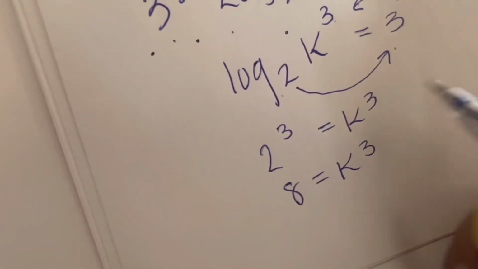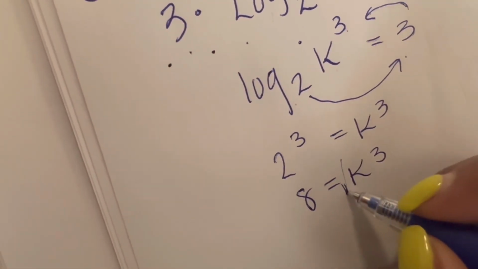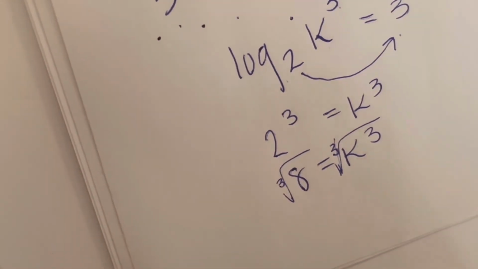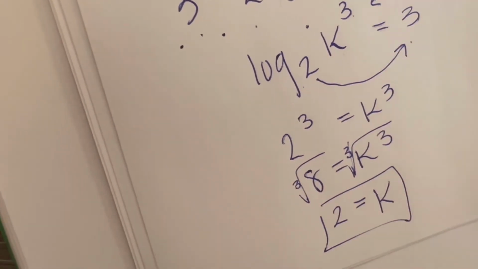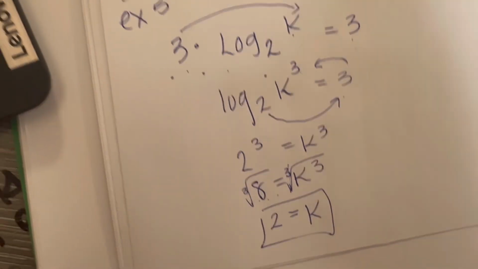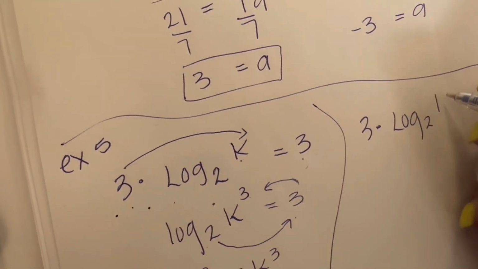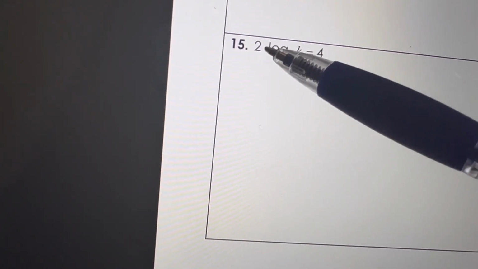You want to get k by itself, so take the 3rd root. So k equals 2, because 2 times 2 times 2 is 8. Another way to do that, like I said, is a shortcut way, which is preferable, but sometimes you can't do shortcut ways. This one you want to do the shortcut way as well. So let's go ahead and try it.